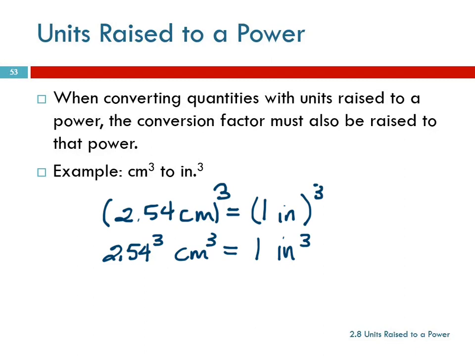So you need to be able to do cubes on your calculator. Some calculators have a button that allows you to do that. If you can't find your button or it doesn't have that button, you can just take 2.54 times 2.54 times 2.54 and get the same thing. So that comes out to 16.387064. Now, do you need to use all of those?